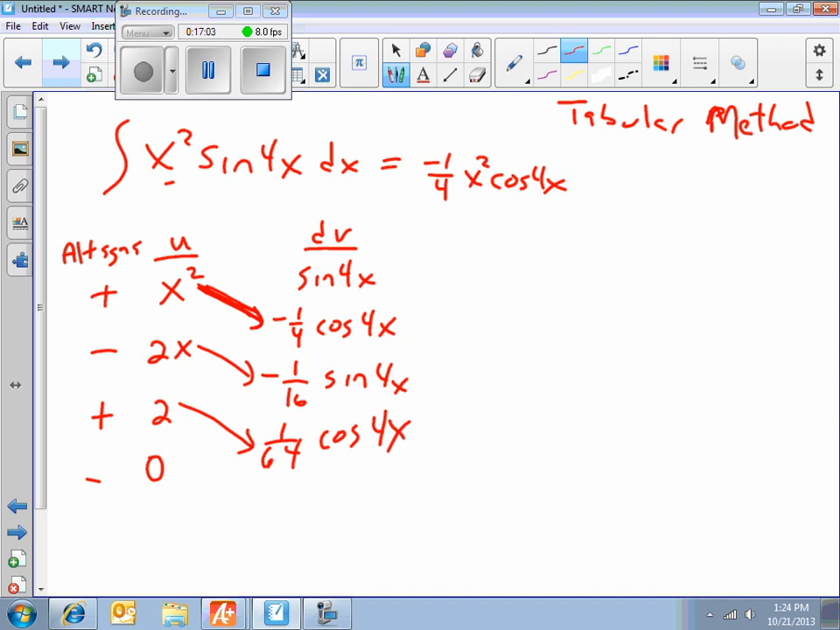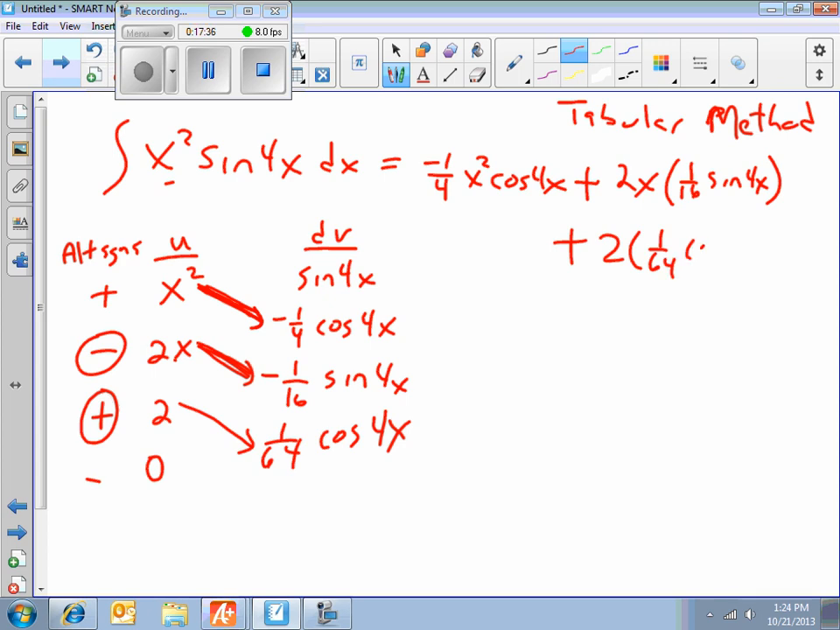Now that minus right here is going to be used now. Minus, but this is positive times a negative. Positive times a negative, so that's going to be a positive. 2x over 16, or 2x times, I'll just write it out without simplifying, 1/16 sine of 4x. All right, now I'm ready to take care of the other one, which is now a positive, so plus 2 times 1/64 cosine 4x. So I took 2 times that one. And now that I'm to the 0, I'm done.